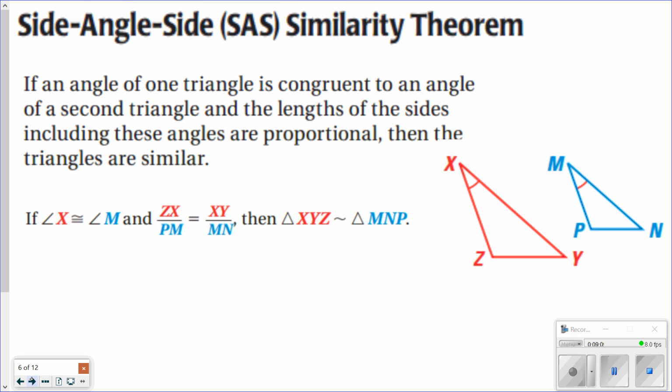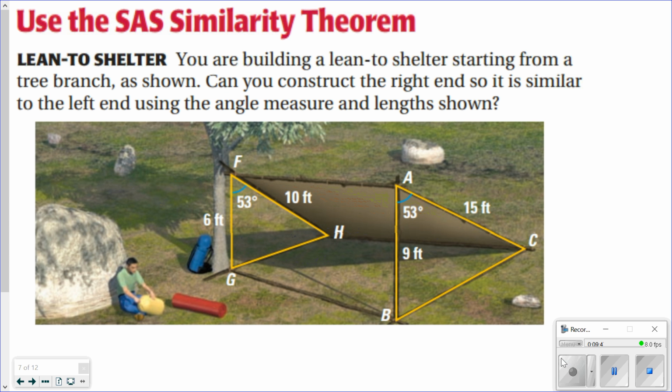Side angle side similarity theorem. If an angle of one triangle is congruent to an angle of the second triangle, and the lengths of the sides, including the angles, are proportional, then the triangles are similar. So in our example here, if we know these angles are congruent, we know that this side, I'll just star it, and this side have the same ratio as these two sides, then we know that the two triangles are similar. Use the side angle side similarity theorem.